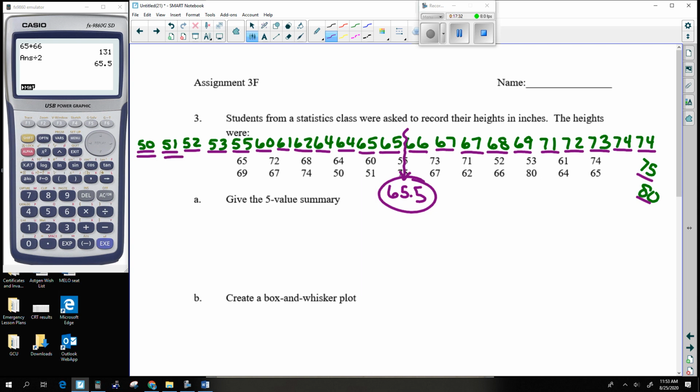So 1, 2, 3, 4, 5, 6. The median splits those two numbers right there, 60 and 61, so that'll be 60.5. So 1, 2, 3, 4, 5, 6. It's going to split these two numbers right here, 71 and 72, so that's going to be 71.5.